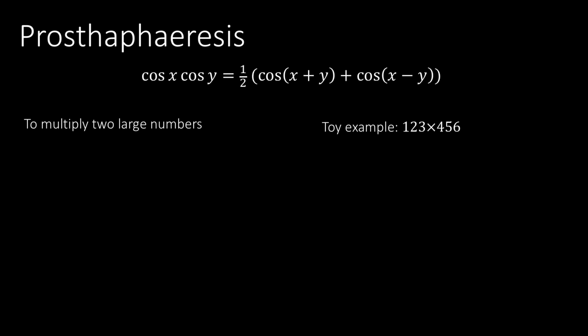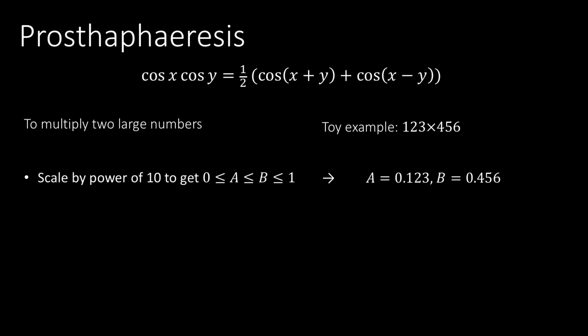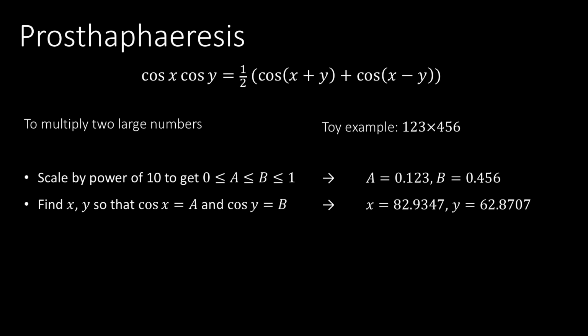So what you do is you scale, you divide by a suitable power of 10 to create two numbers that are between 0 and 1. So here I've got A is 0.123, B is 0.456. Now, because they're between 0 and 1, both of those are cos of something. So you get out your trig tables and you find x and y such that cos of x is A and cos of y is B.